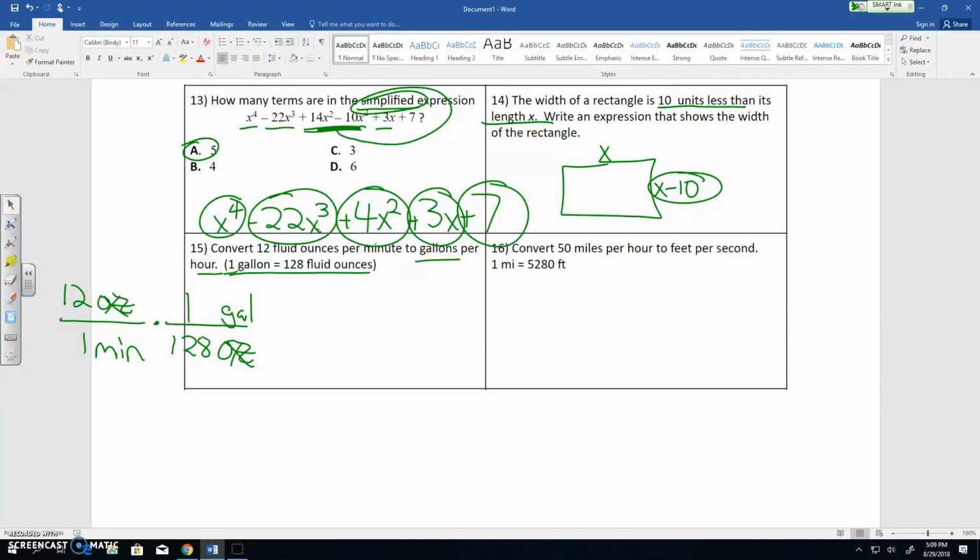We just have to change minutes to hours. So if we have minutes on bottom, we do the opposite, put it on top. Minutes goes to hours. So 1 hour is equal to how many minutes? You got it, 60 minutes. So minutes go away, and now we have hours on bottom.